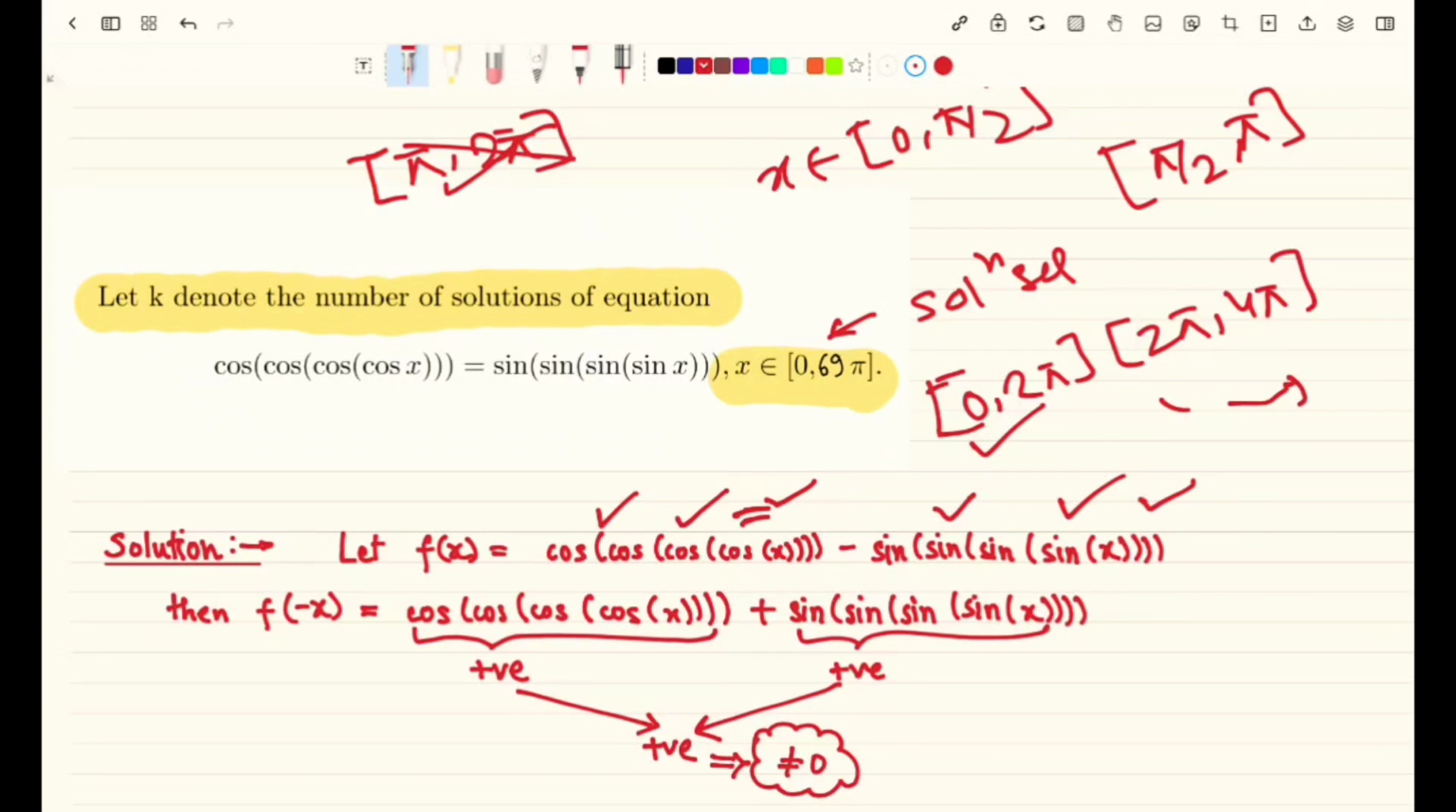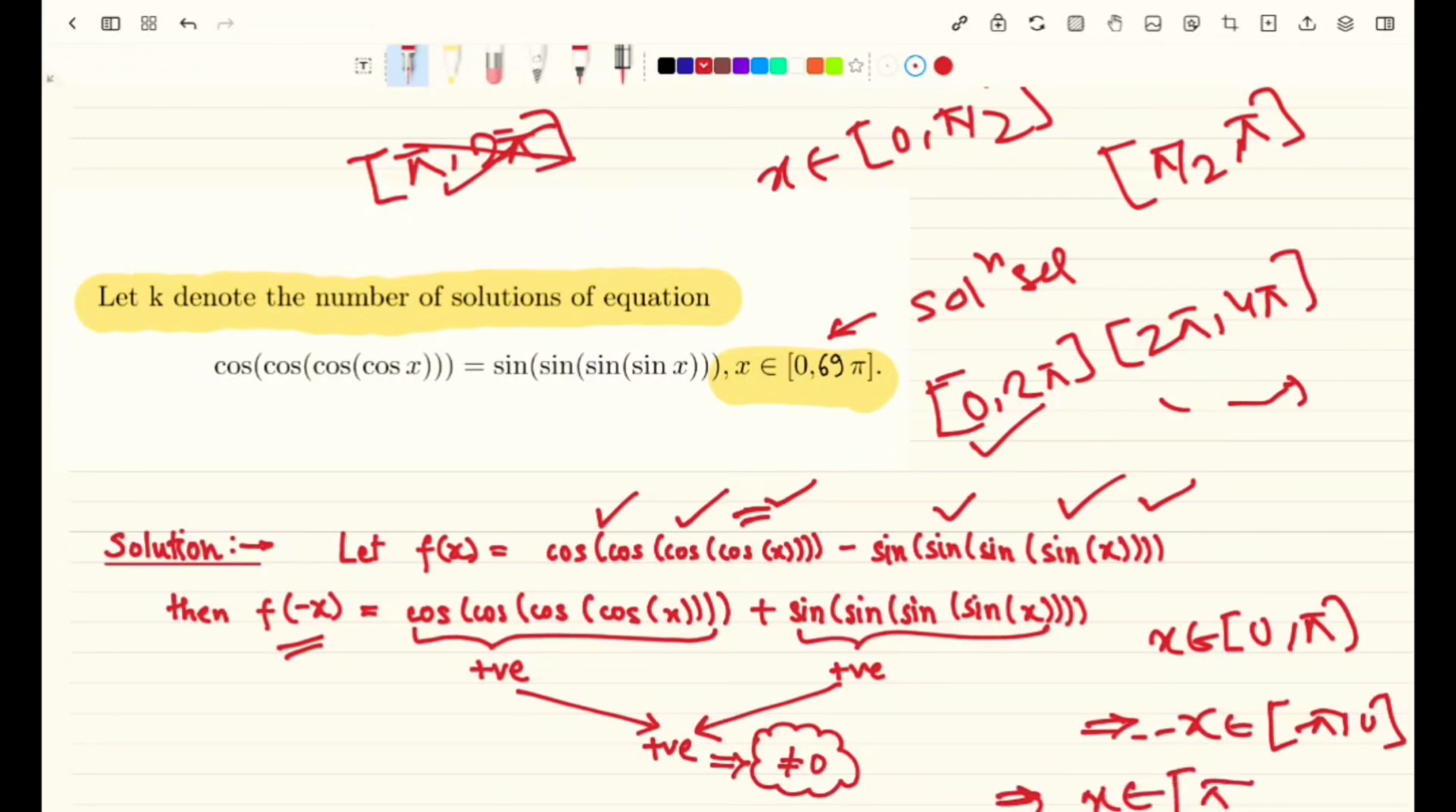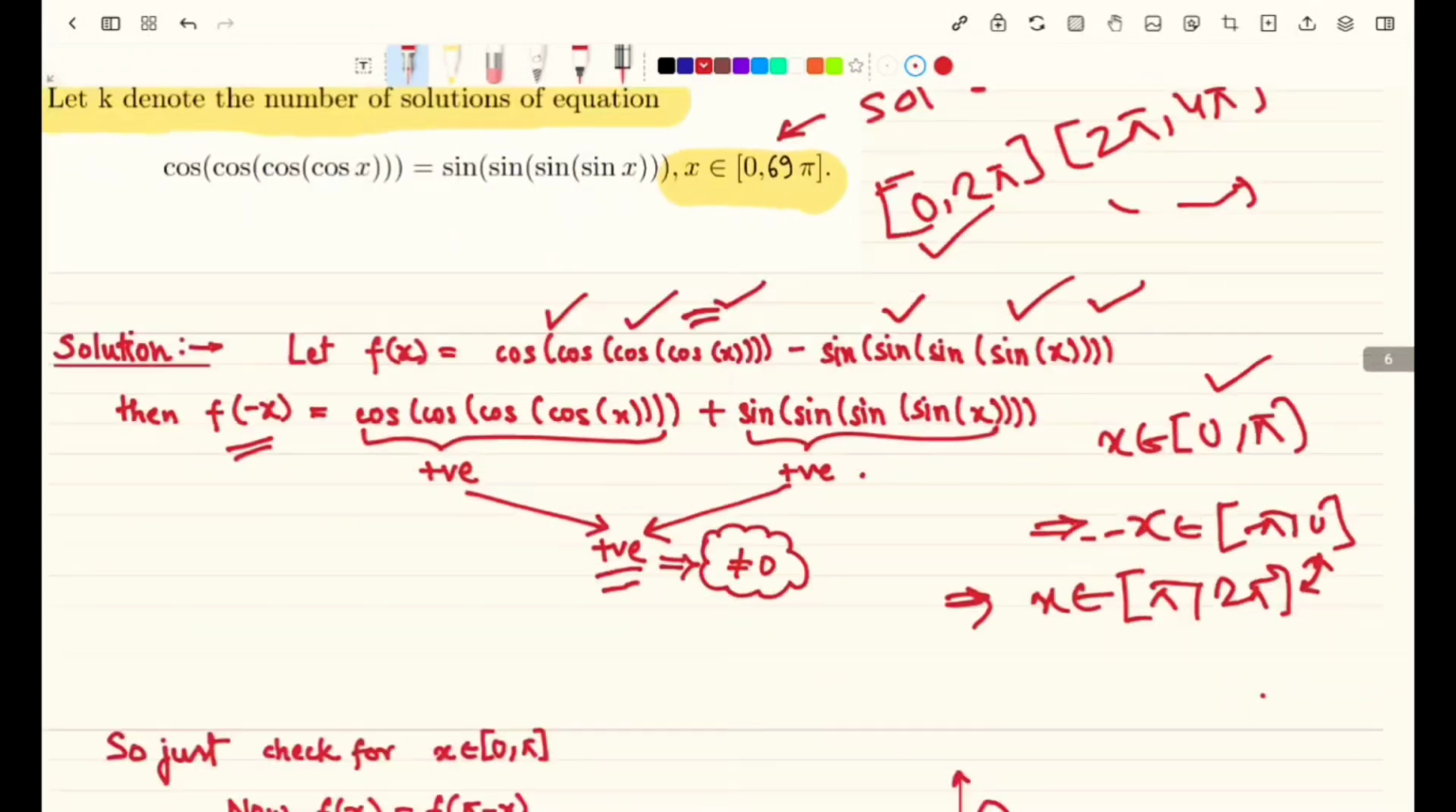Actually I have proved it like this: if you take x belonging to 0 to pi, then minus x belongs to minus pi to 0. So basically you can write this as x belonging to pi to 2 pi for this one. These are interrelated to the same expression. Now when x is between 0 to pi, this expression becomes positive, this expression is positive, and positive plus positive can never be equal to 0. So that is what we have done here.